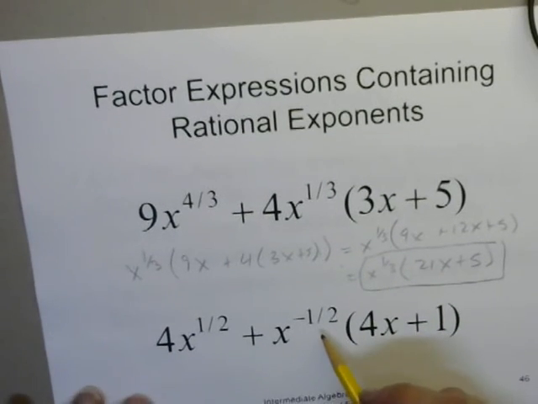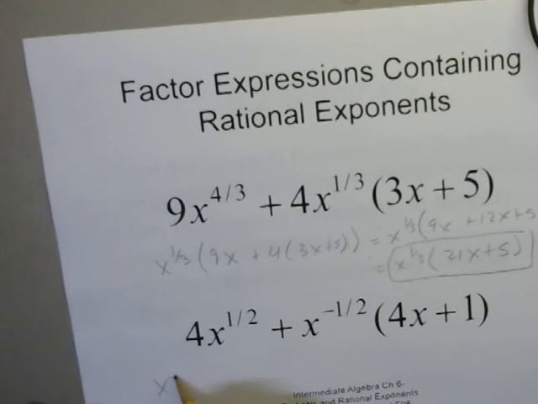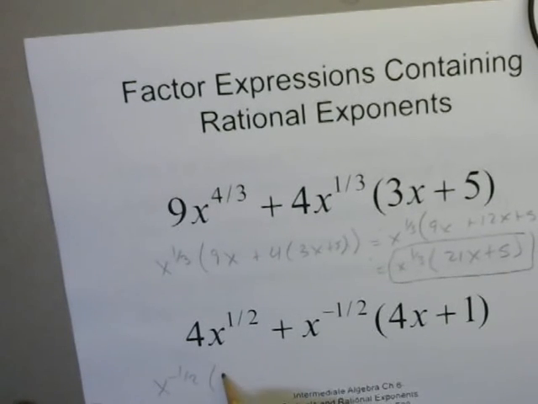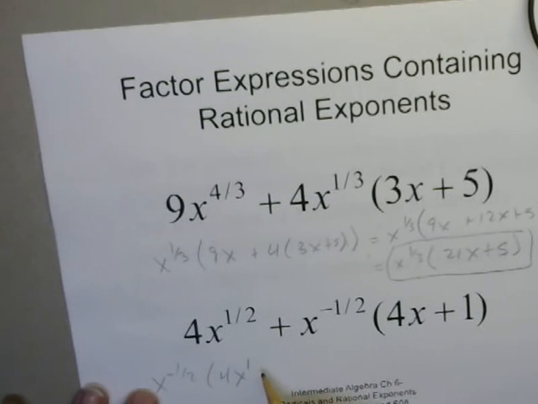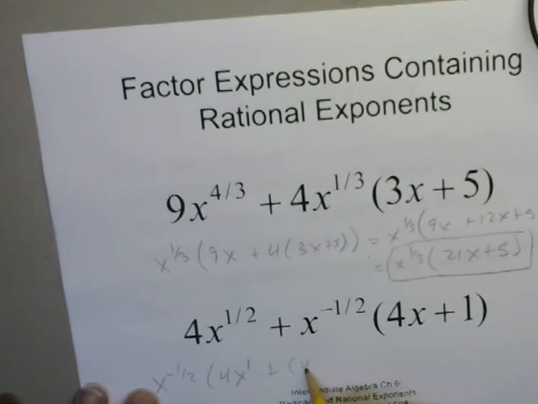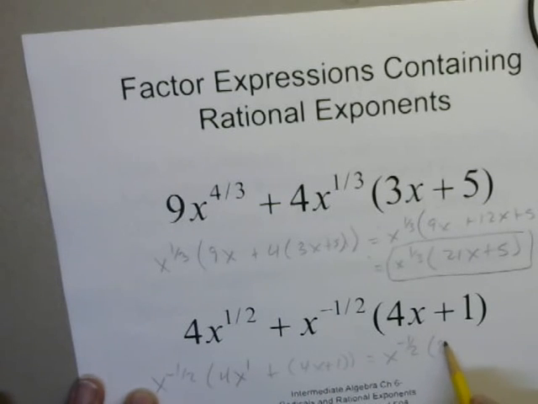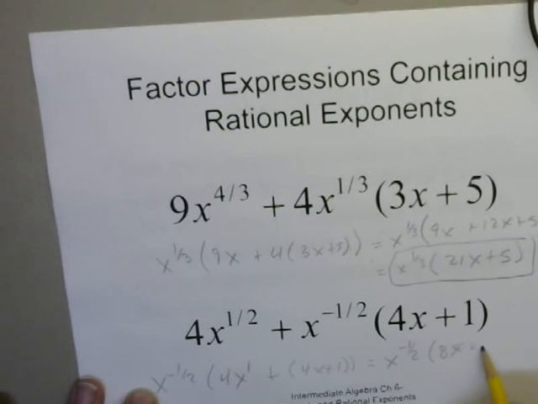For this one, just pull out x to the -1/2. So think about what the power here would have to be? Well, it would have to be 1, right? And here, if you pull that out, you'll be left with 4x plus 1. So you'll get x to the -1/2 times 4x plus 4x, which is 8x plus 1. Okay, and that would be your answer.